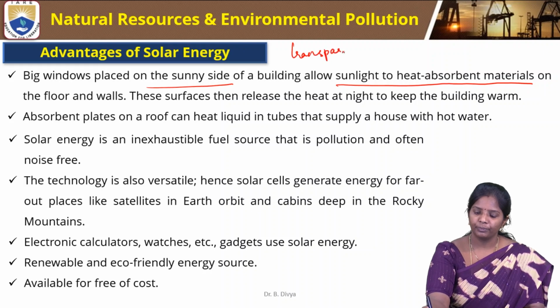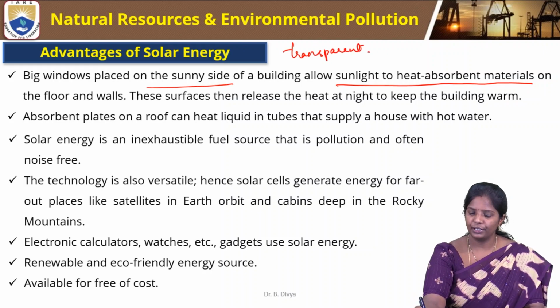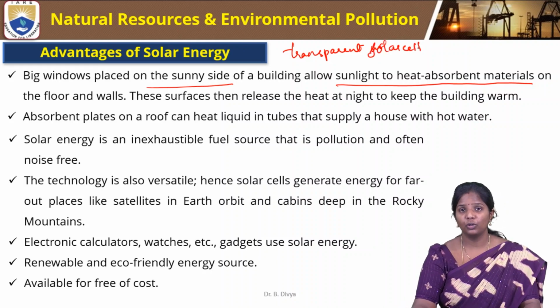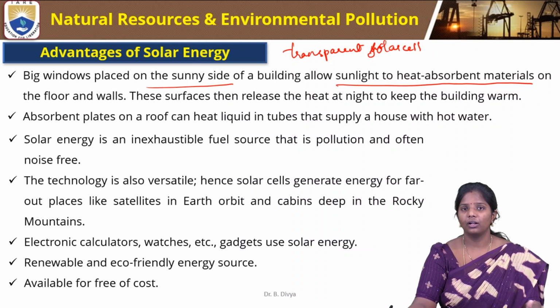It means the window is transparent solar cells. So the window will be transparent, but it will be coated with an absorbent material. That will absorb the sunlight and also convert it into electricity. That is how we can install these transparent solar cells on our windows and help in generating electricity.